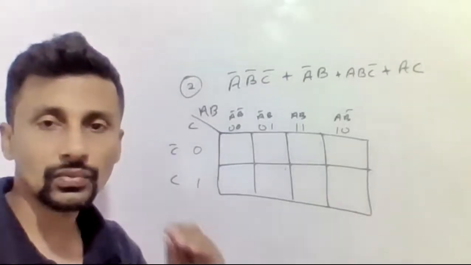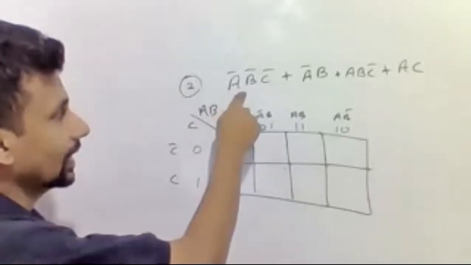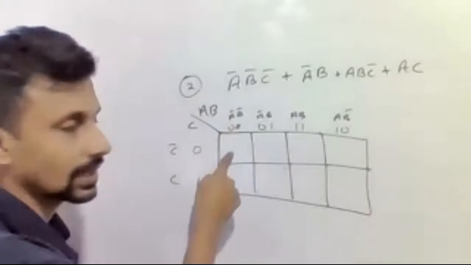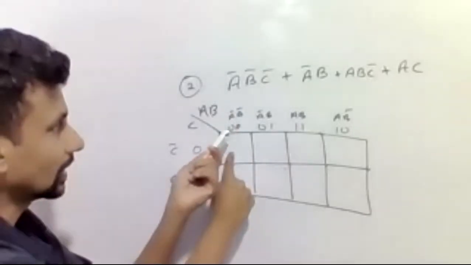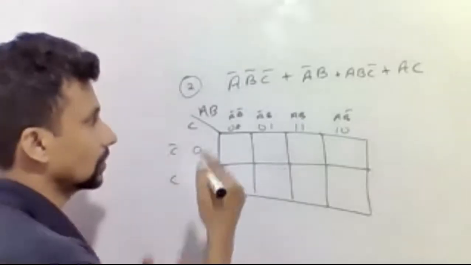Now we have to find out which cells you are getting once. The first one is A dash B dash C dash. So A dash B dash C dash, this is the cell. On this side I wrote A dash B dash, on this side there is C. C dash is here. Put 1.